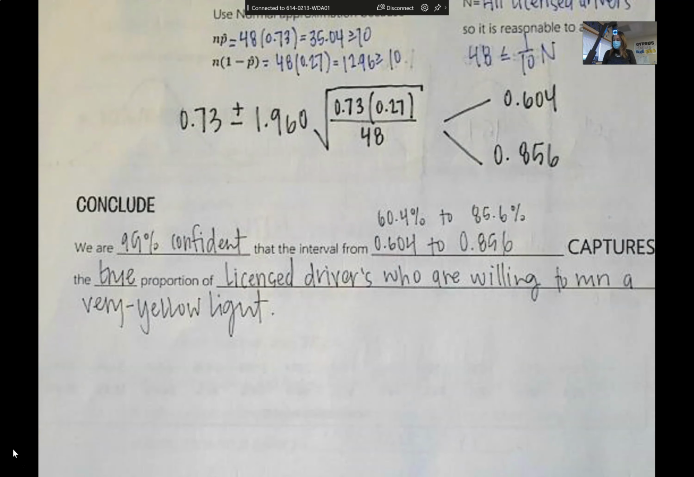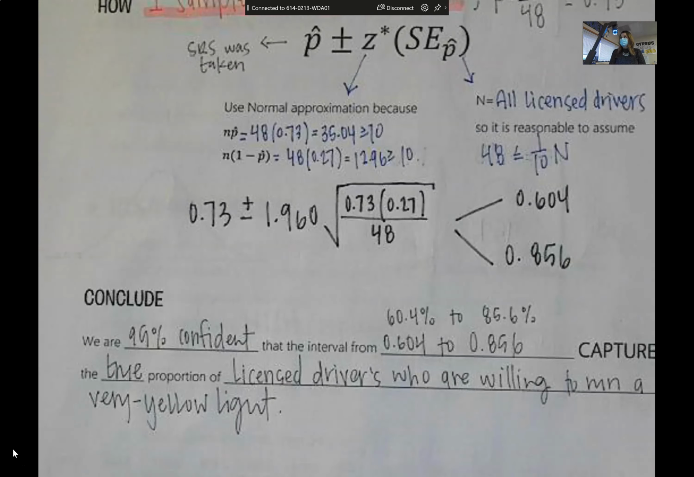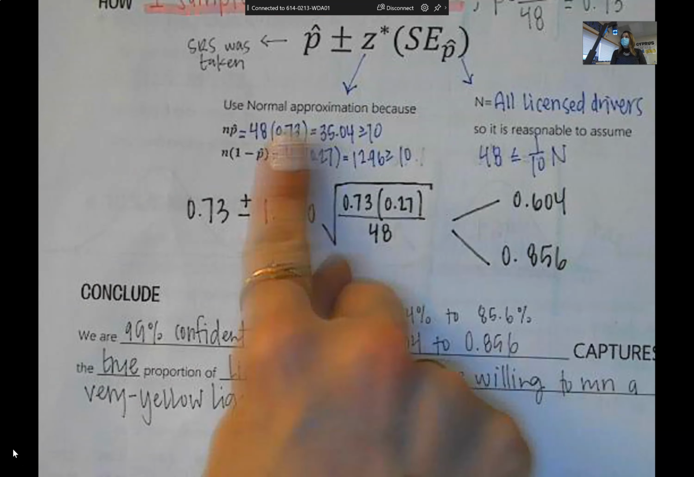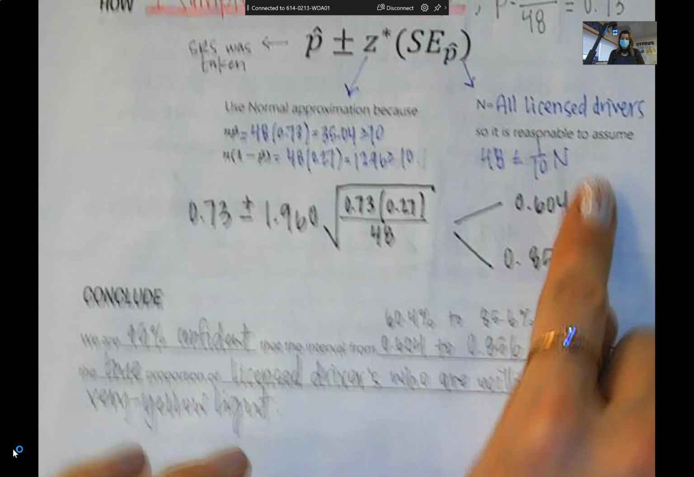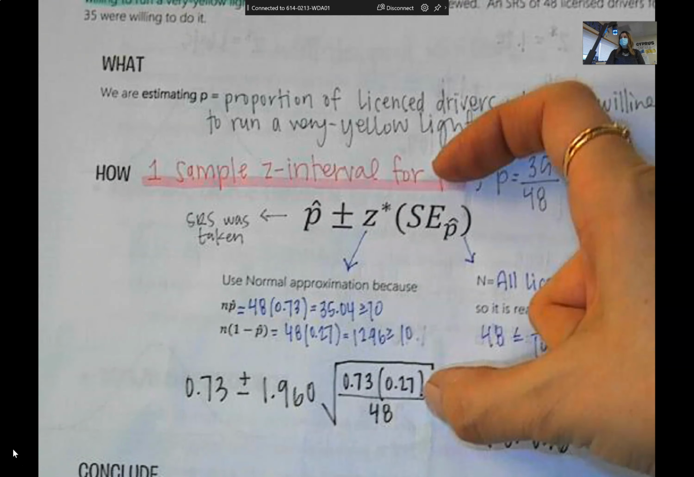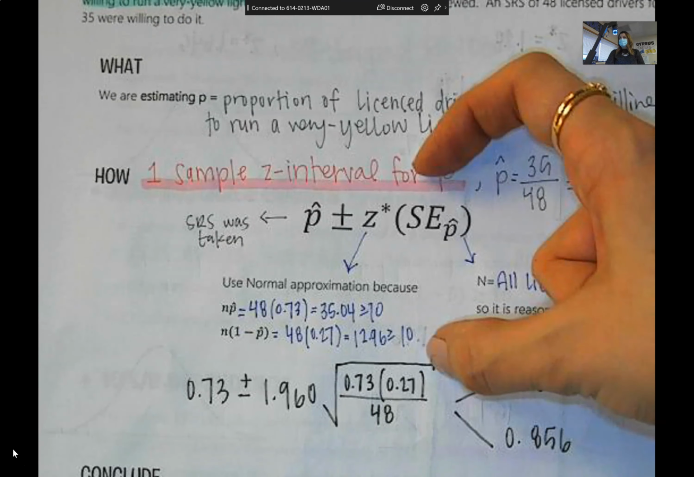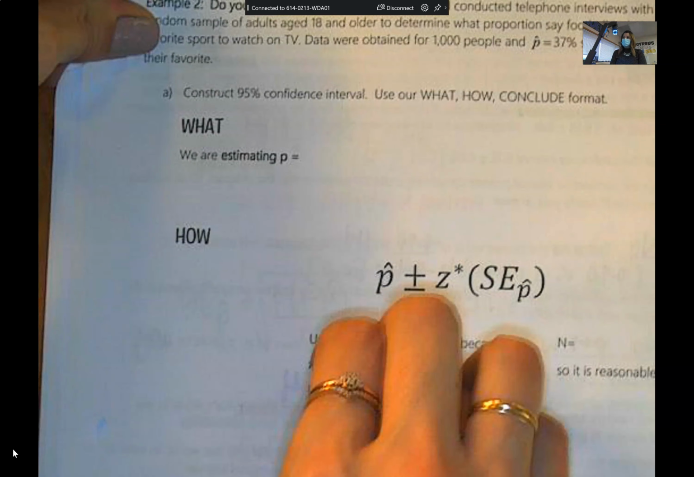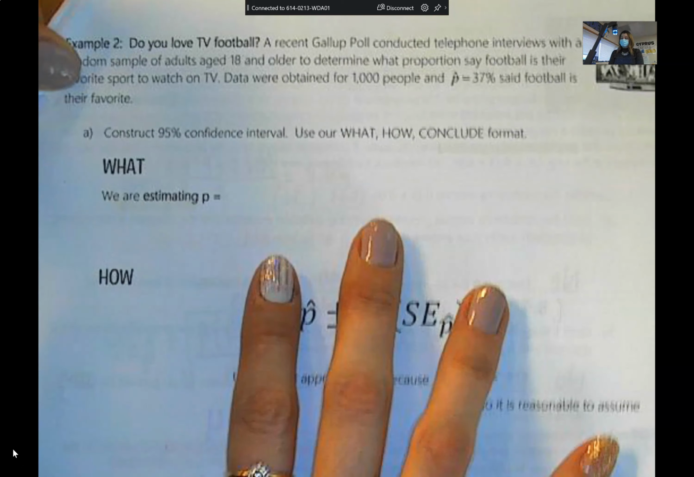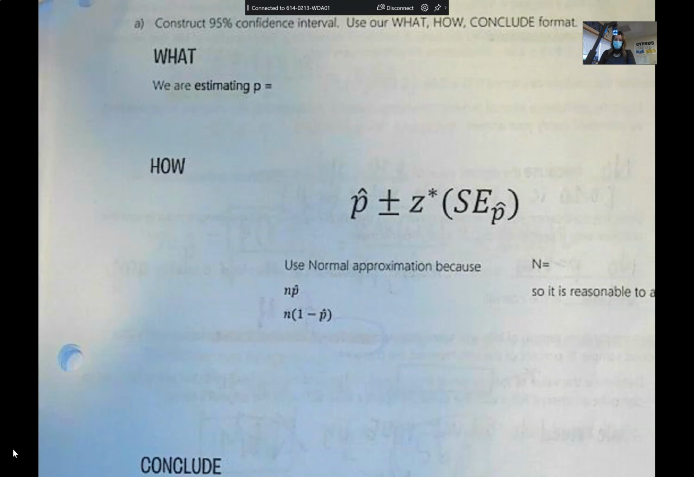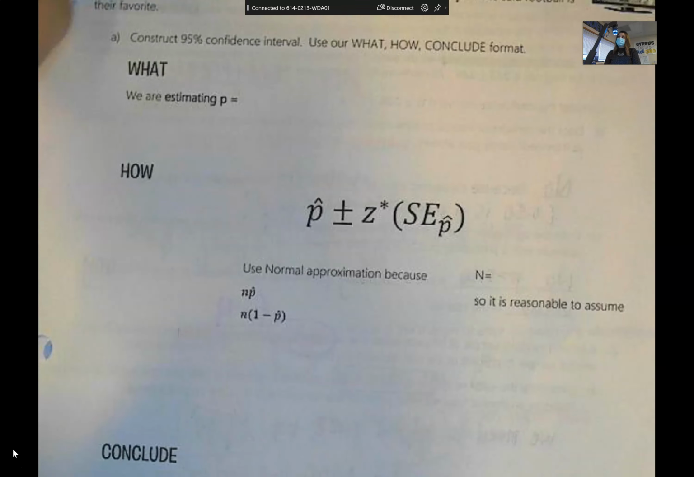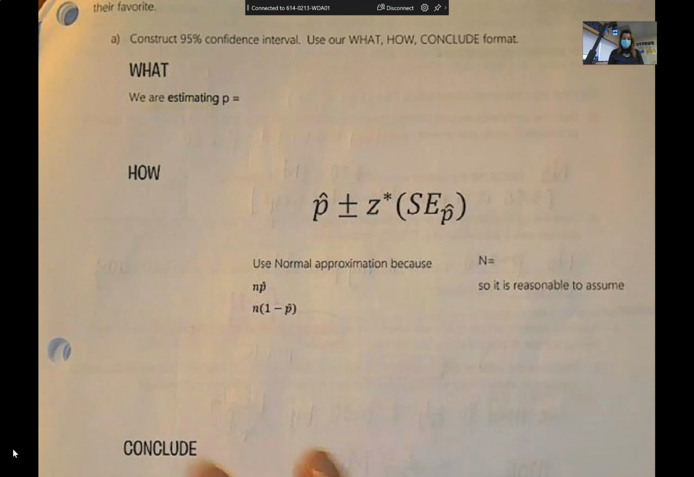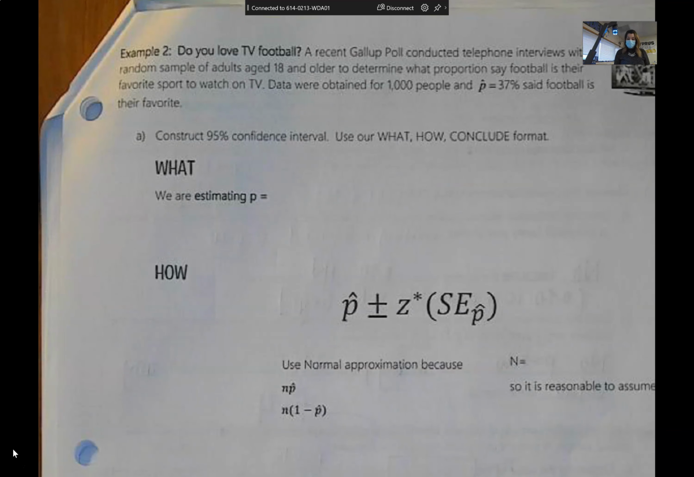So the only thing that we're adding on to what you have previously done is this part right underneath the formula and this one sample Z interval for P. Those two things are the only things that are new. Because of that, I think you guys should try A without me. I think you should try just part A. If you want to give part B a go, you can. But let's take like 3 to 4 minutes for you guys to try example two, part A.